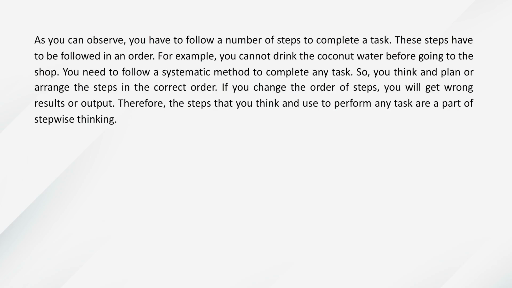As you can observe, you have to follow a number of steps to complete a task. These steps have to be followed in an order. For example, you cannot drink the coconut water before going to the shop. You need to follow a systematic method to complete any task. So, you think and plan or arrange the steps in the correct order. If you change the order of steps, you will get wrong results or output.